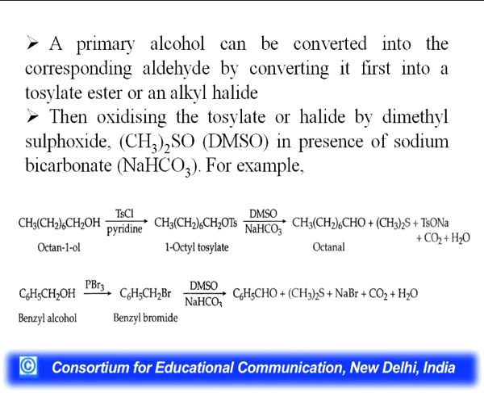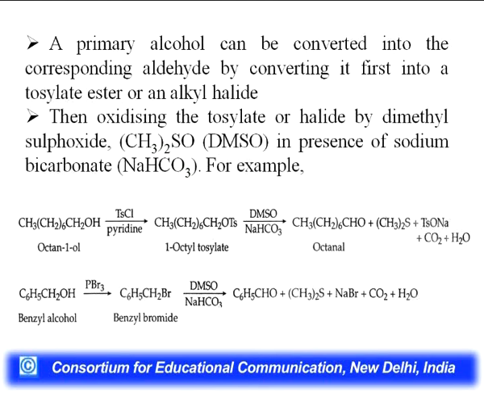These are the examples. For example, octan-1-ol is first converted to a tosylate with the help of tosyl chloride and pyridine. The product is 1-octyl tosylate. This then reacts with DMSO and sodium bicarbonate and is converted to octanal.